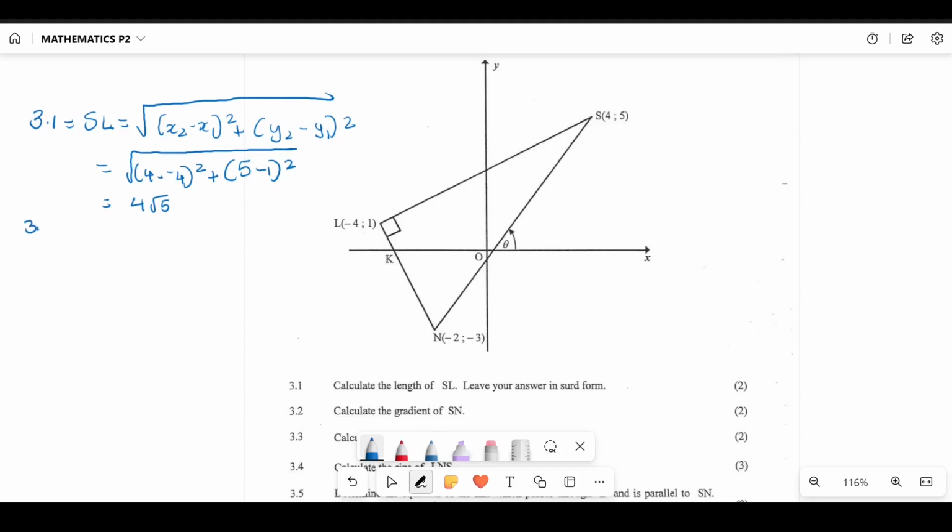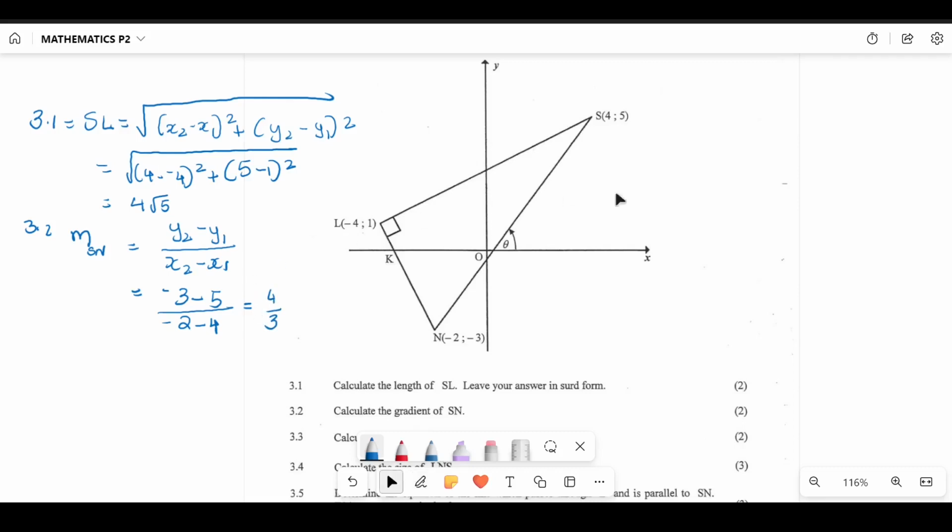Now 3.2, calculate the gradient of SN. Gradient of SN, again we use the formula y2 minus y1 over x2 minus x1, which is equal to, so it's S and N now. So this is x1, y1 and x2, y2. So y2, negative 3 minus 5, divided by negative 2 minus 4. So the gradient you will get is 4 over 3.